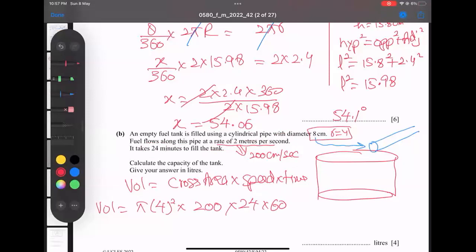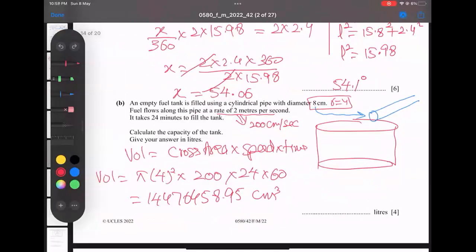And I'm getting here 14,476,458.95 centimeters cubed. And you know how to convert to liters. If you don't know, I'm telling you a hint. The hint is: centimeters cubed to liters, divide by 1,000, simply.